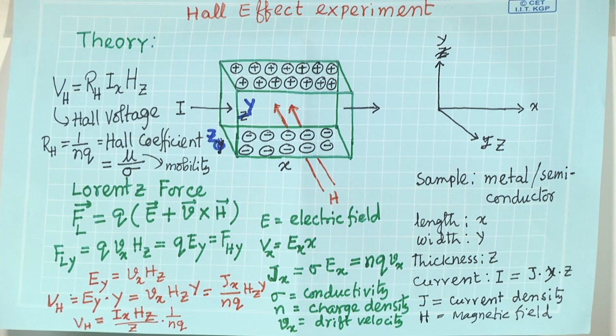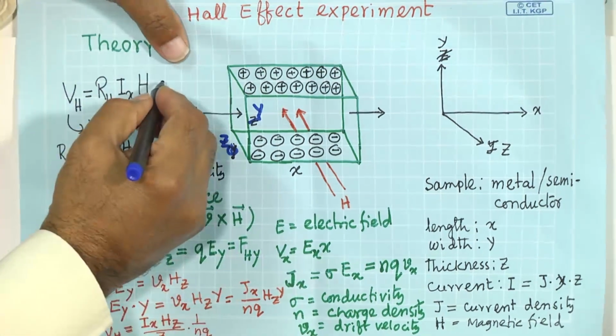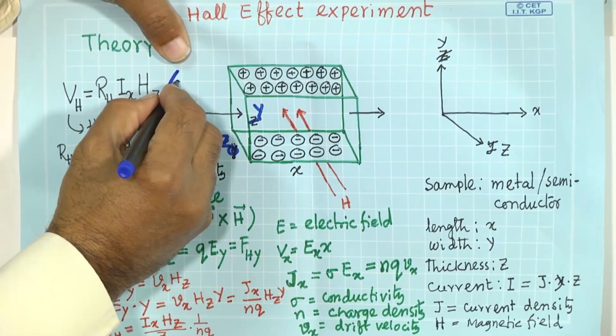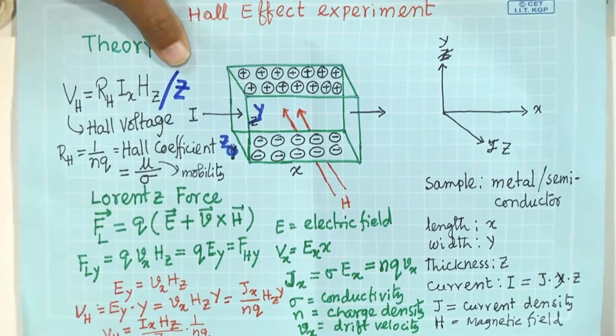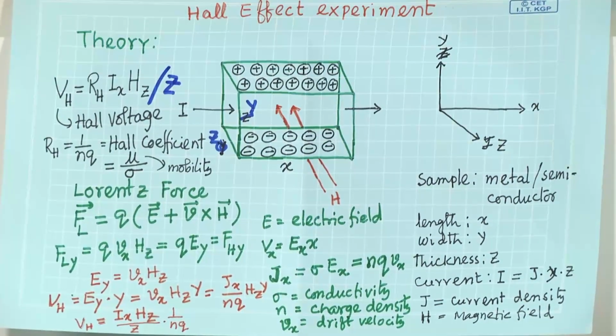So 1 by N2 is RH, then Ix Az by Z into RH. Now here there will be another parameter, I think it will be there. So Ix Az by Z into 1 by N2, and 1 by N2 is RH.